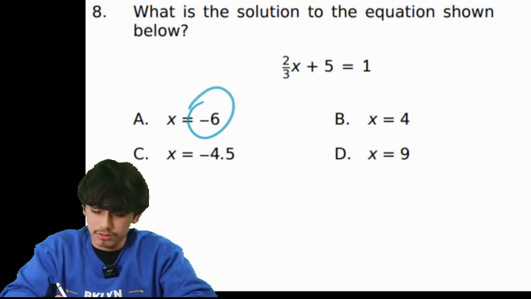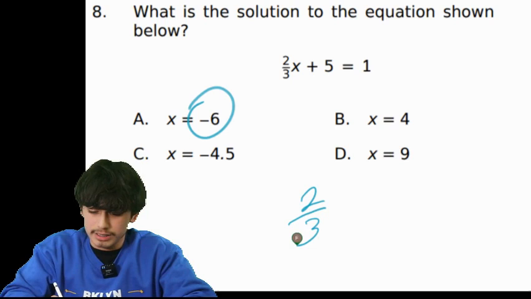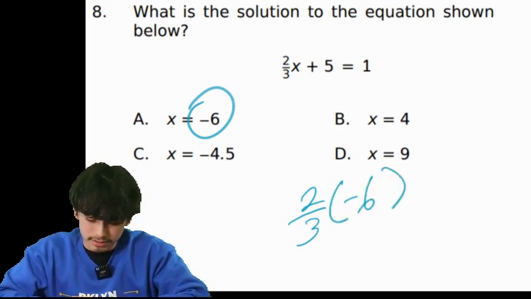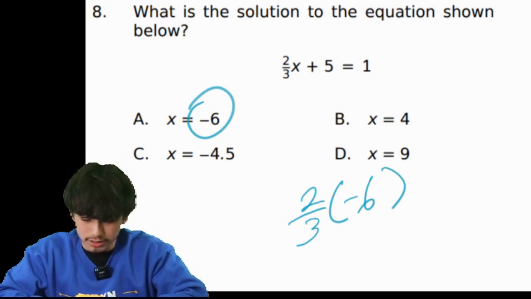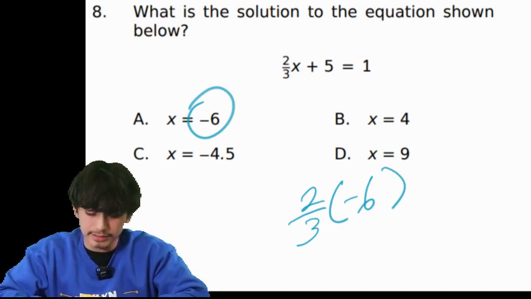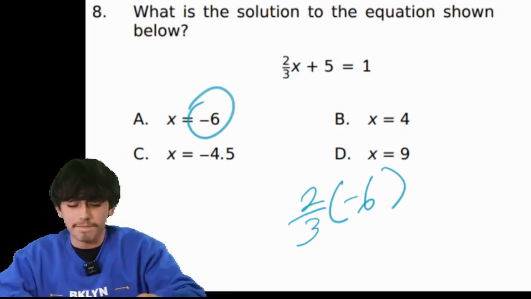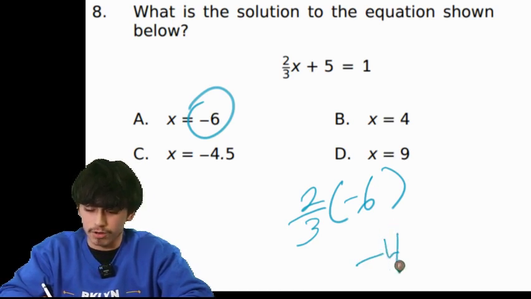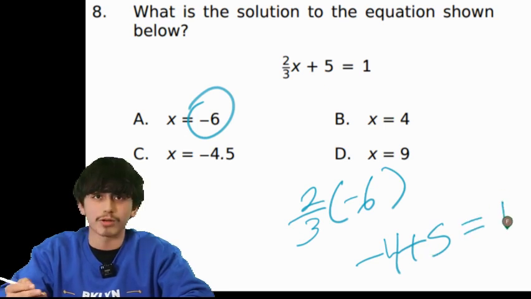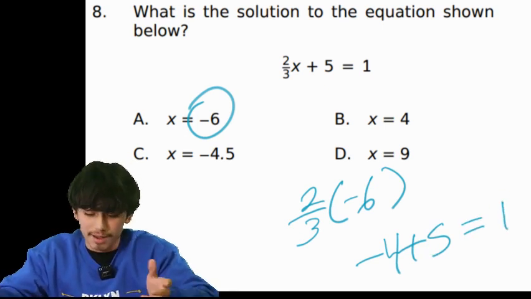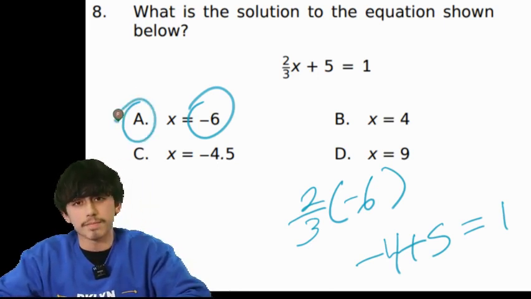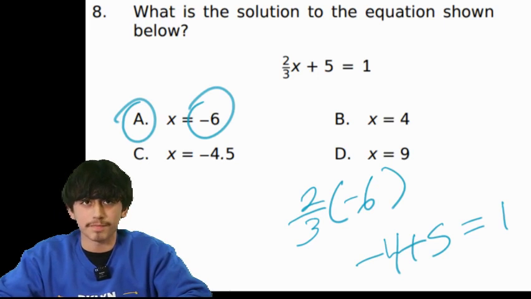So 2/3 times -6, which we're going to use the calculator for, gives us negative 4. And so then we use that -4 and continue it in the equation. So -4 plus 5 equals 1, which is obviously what is shown in the equation. And so then that means the only possible solution is answer A, which is -6.